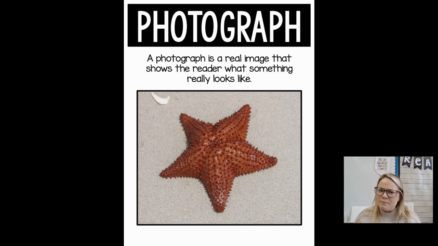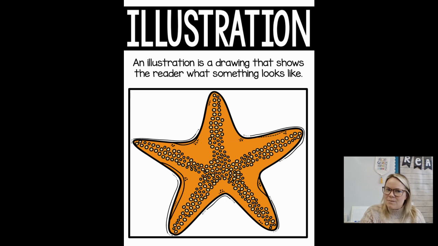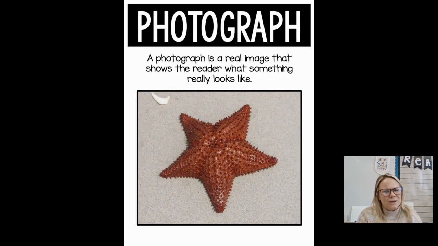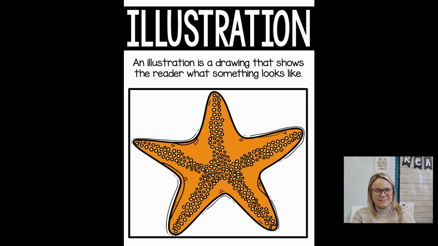Let's take a look. Here is a real photograph. It's a real image that shows you what a picture really looks like. Here's just an illustration. It's just a drawing that shows the reader, again, what something looks like. I want you to really look at the difference between the two: a photograph and an illustration.